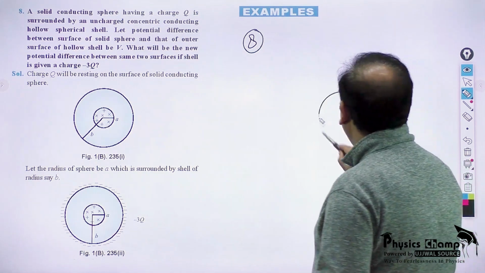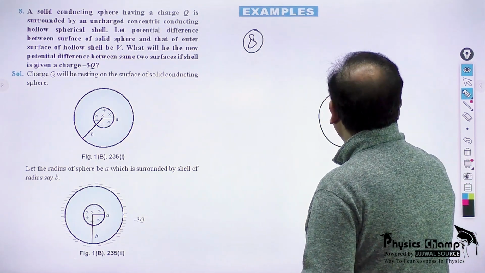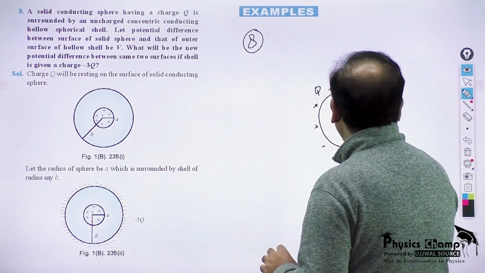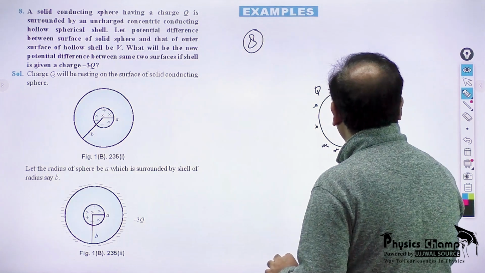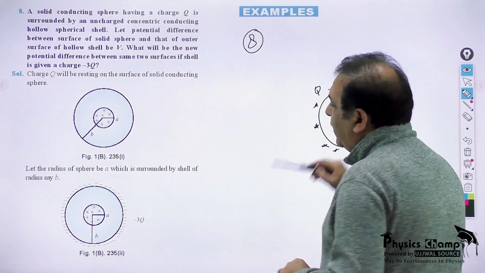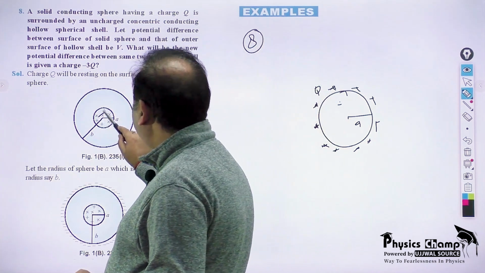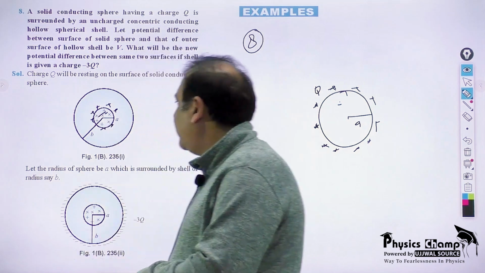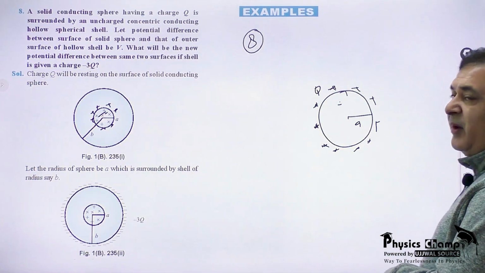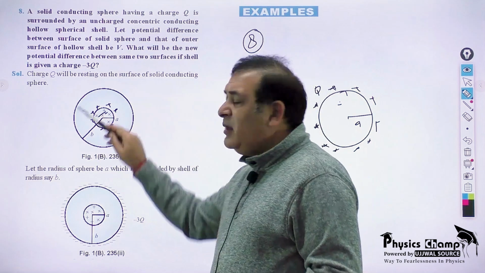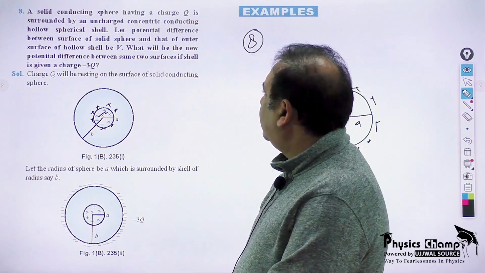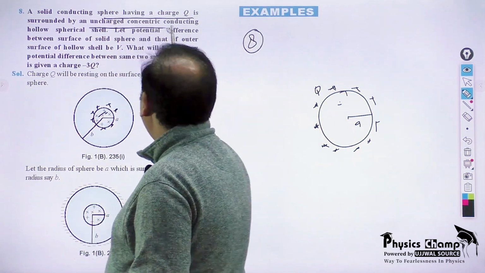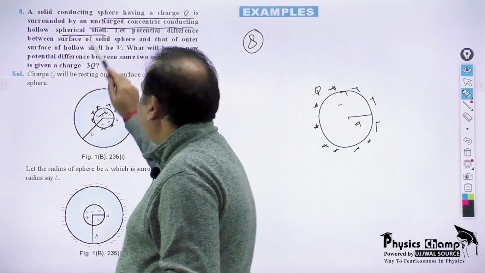So you have a sphere which has a charge capital Q, and it may have a radius A. Conducting sphere. So for a conducting sphere, if I show the charge like this, it is incorrect. The charge should be on the surface only. If it is a non-conducting sphere, then charge can remain inside. So a solid conducting sphere having a charge capital Q is surrounded by an uncharged concentric conducting hollow spherical shell.